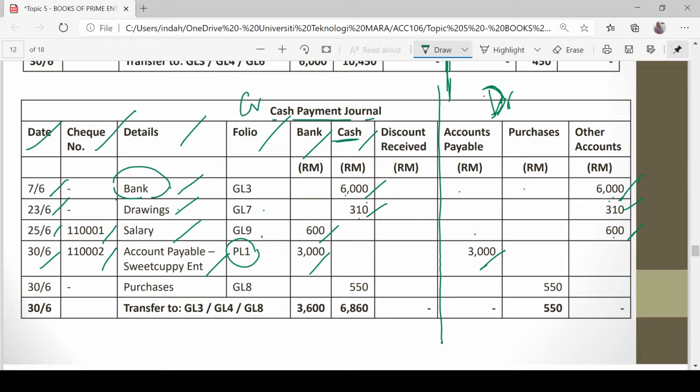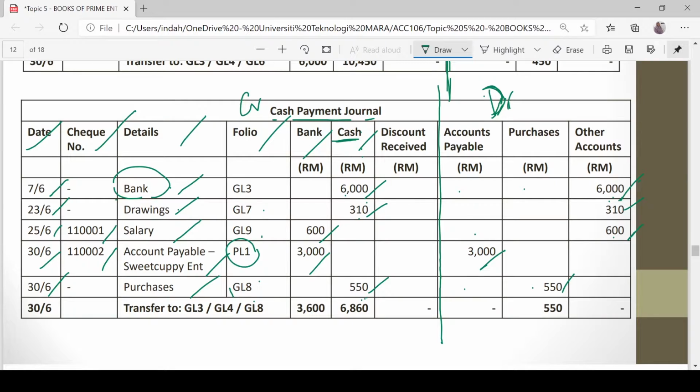For purchase, cash purchase from Pelangi. But since it is a cash purchase, we record it as purchase. So this is the code that I assigned for the purchase account. Paid by cash, so we are going to list the amount under cash. Is it because we pay account payable? No. Because of purchase? Yes. So that's it for the journal.